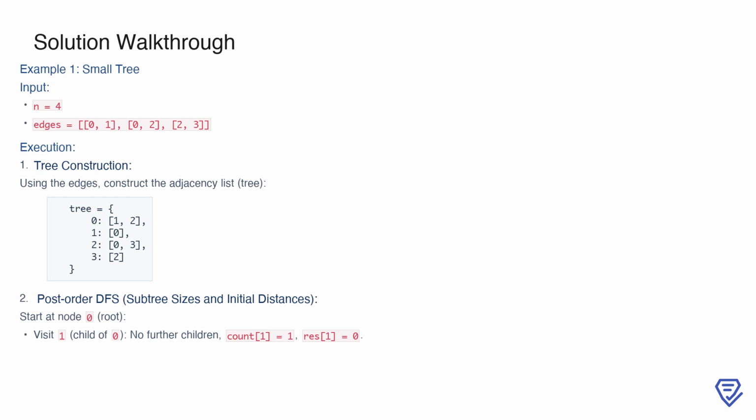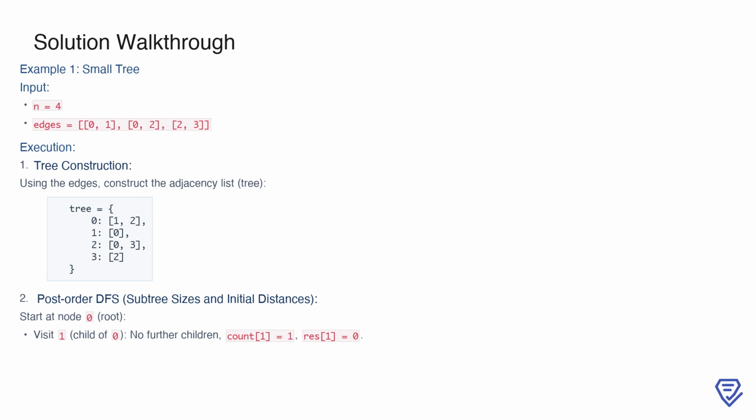Using the edges provided, the tree is represented as a dictionary where each key is a node, and its value is a list of connected nodes. This adjacency list will help us traverse the tree efficiently. Next, we perform a post-order depth-first search starting from node 0, which we treat as the root.